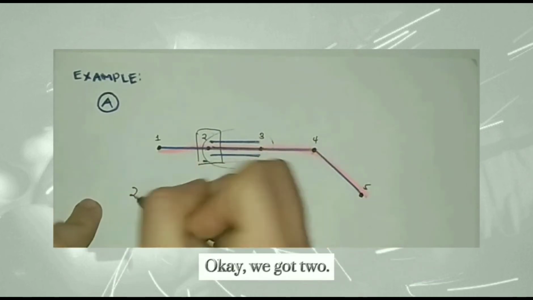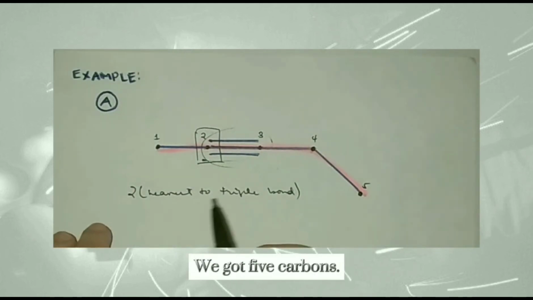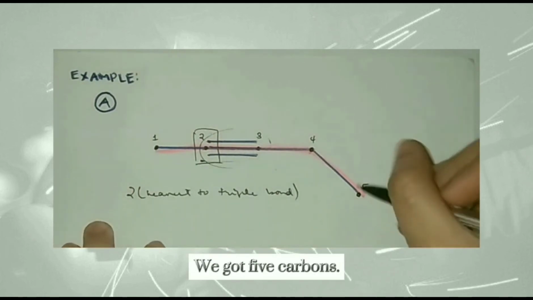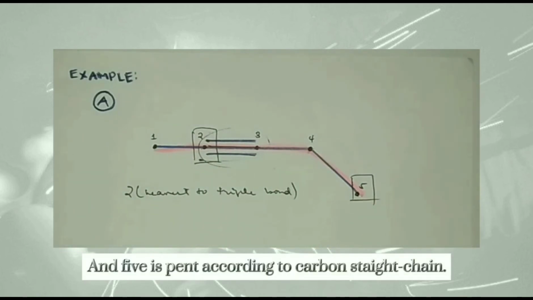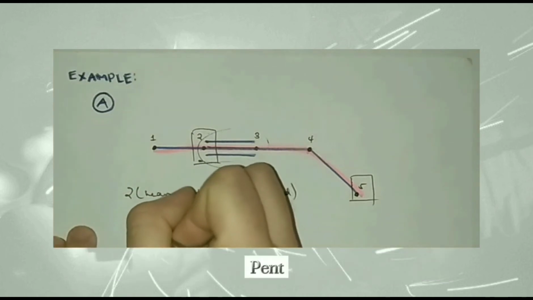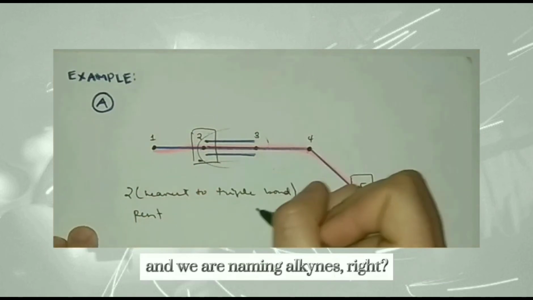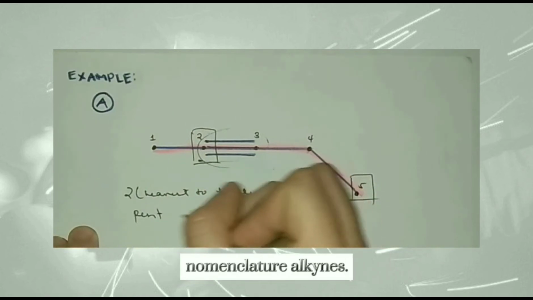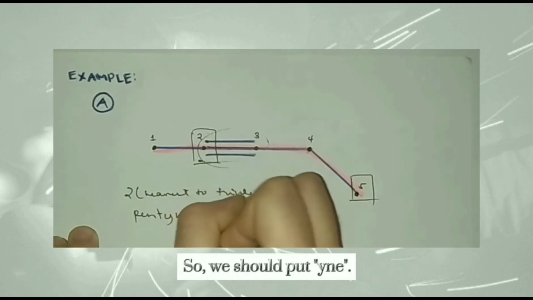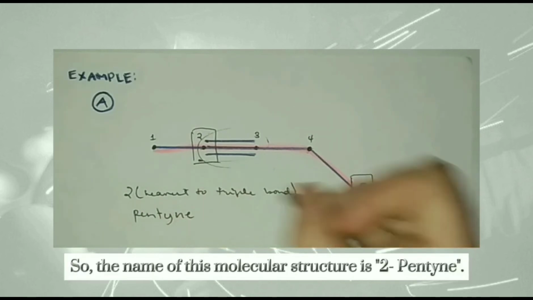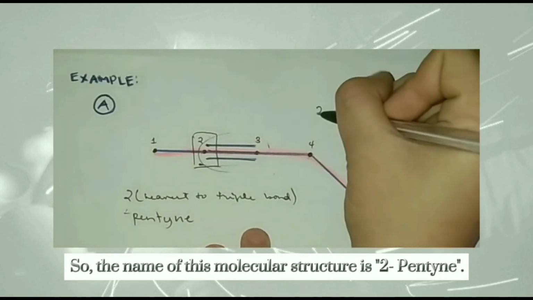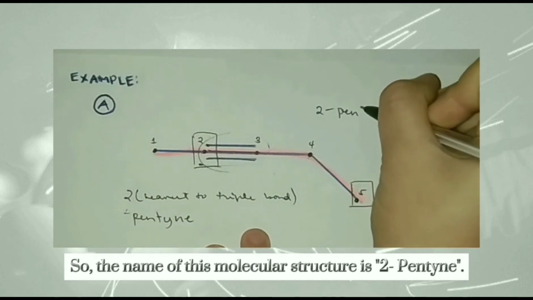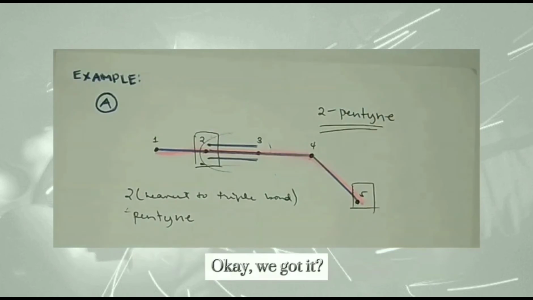Okay, we got 2. Then next, we got 5 carbons. This is it. We got 5 carbons. And 5 is pent according to the carbon straight chain. Pent. And we are naming alkynes, right? Nomenclature of alkynes, so we should put y and e. So the name of this molecular structure is 2-pentyne. Okay, we got it.